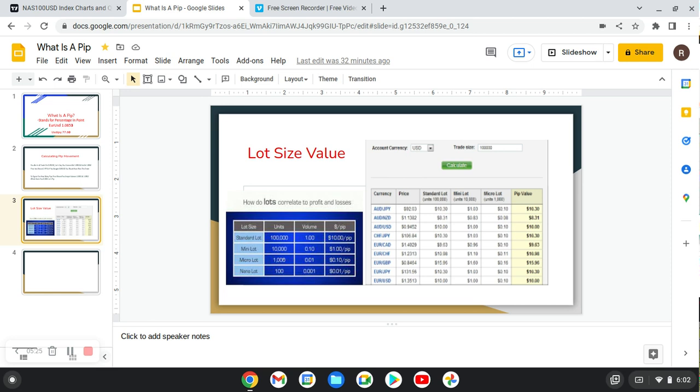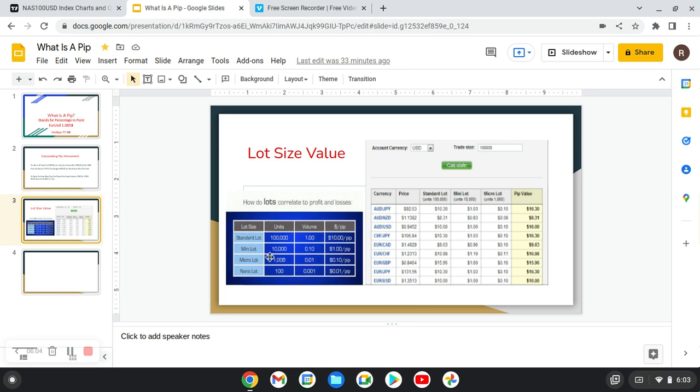Because over here you have your standard, mini, micro, nano lots. So if you don't over leverage and you don't go crazy popping standards right away, you're not going to be down $1,000 if it moves 100,000 units. You're going to come in, you're going to put a 0.01, and if it moves 1,000 units in the wrong direction, you'll only be down like $100, which if you're coming in on a $1,000 account, that's not so bad.